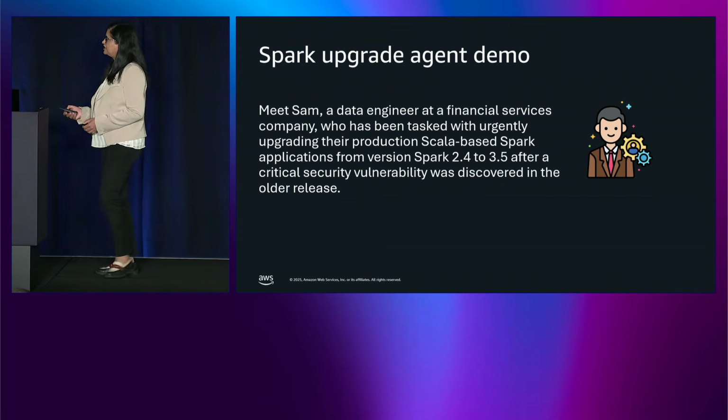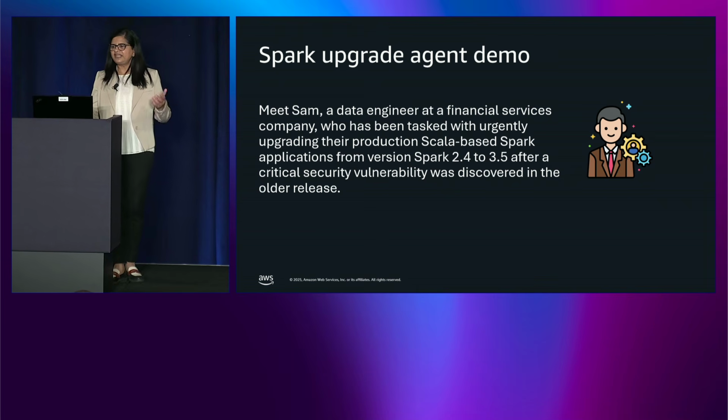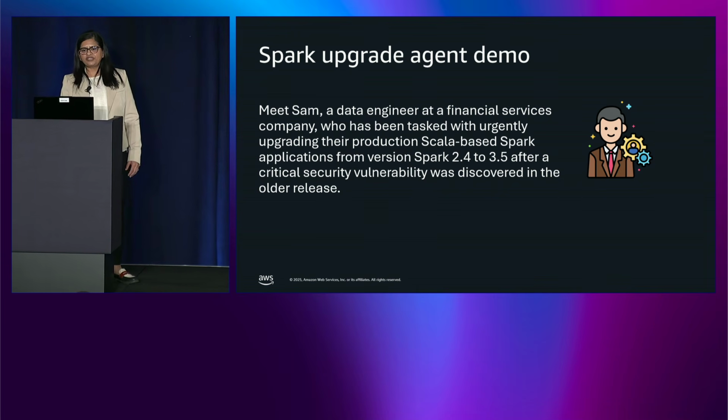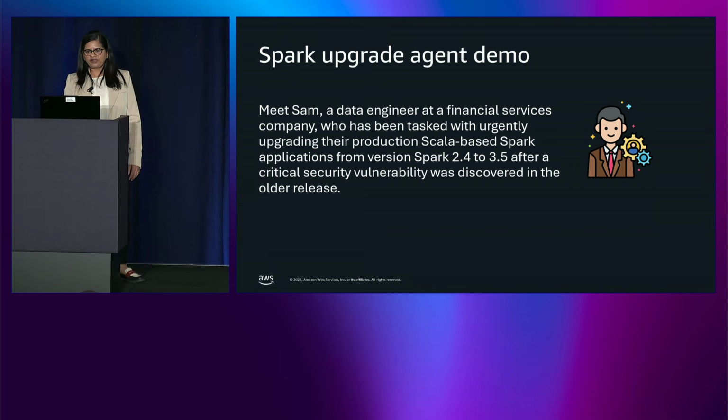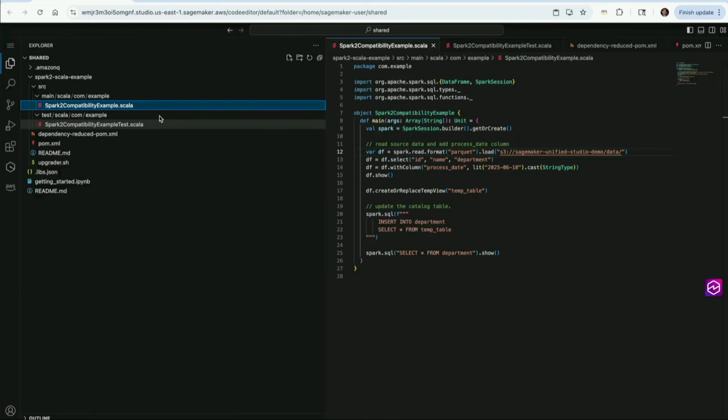Let's see this in action through Sam, who's been tasked with urgently upgrading their production Scala-based Spark applications from version 2.4 to 3.5 after a critical security vulnerability was discovered. Normally, this would take weeks or months to complete. Let's watch how the agent upgrades it very quickly.